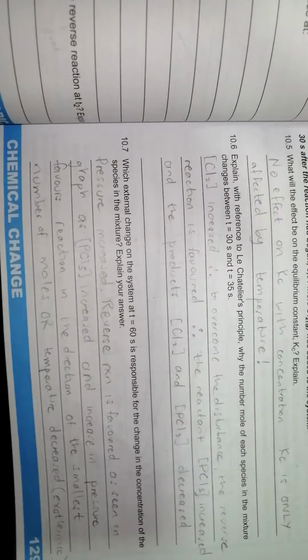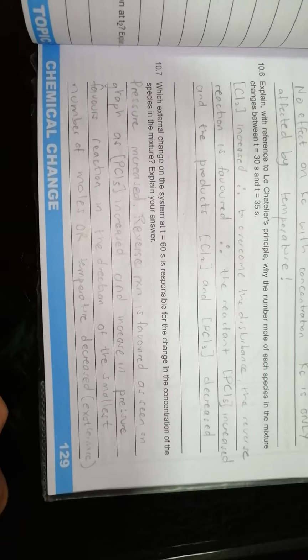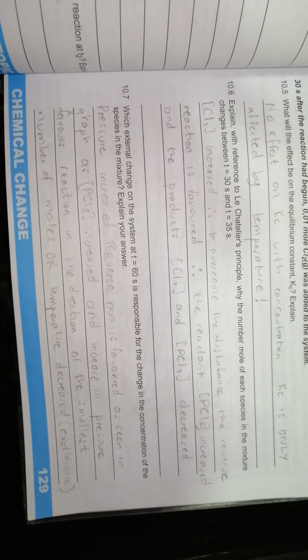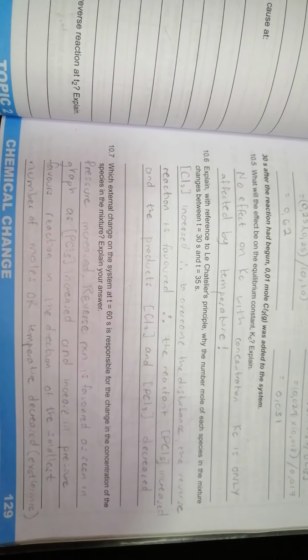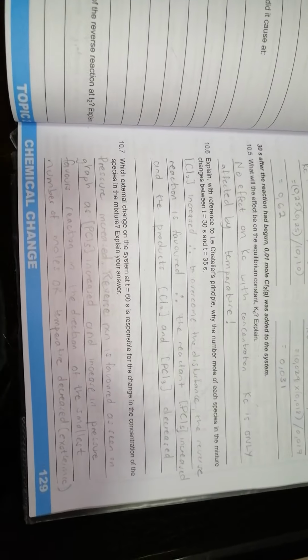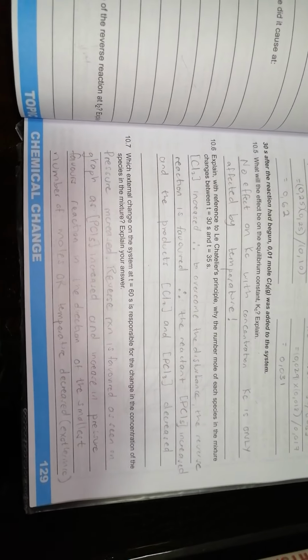Right, and then the last one, 10.7, which external change in the system is responsible for the change in concentration of the species in the mixture? Now, since we know that we have changed concentration, it means you could have something changing in pressure or even in temperature. So any one of those external changes could have caused the concentration of the species to change.